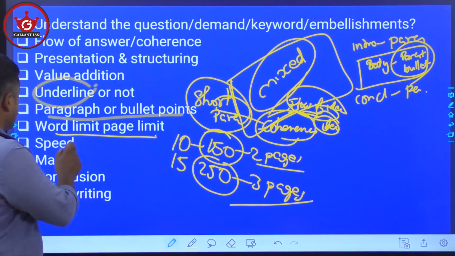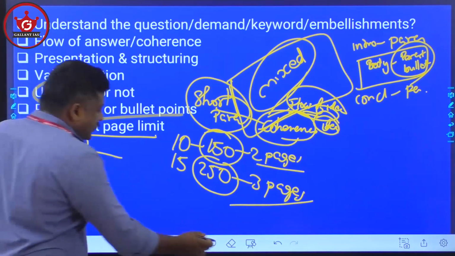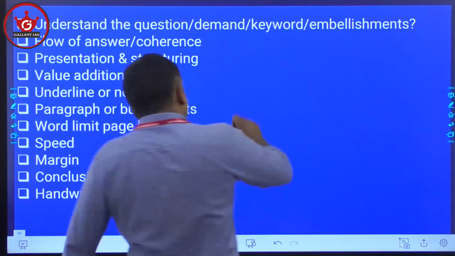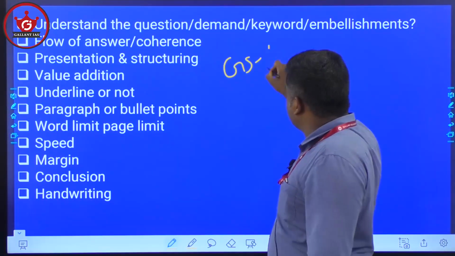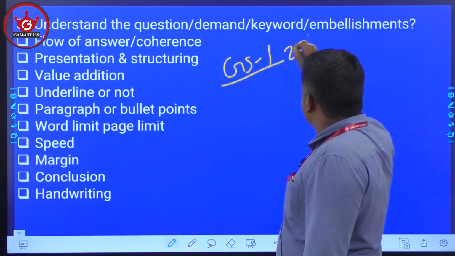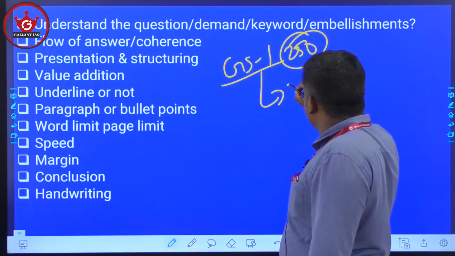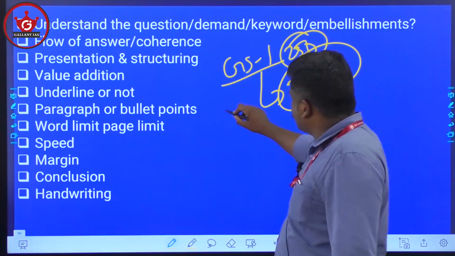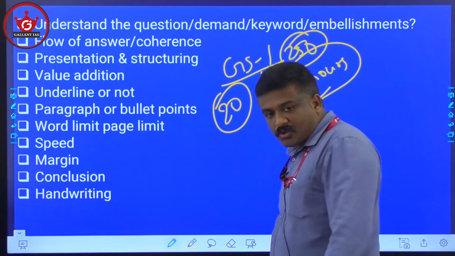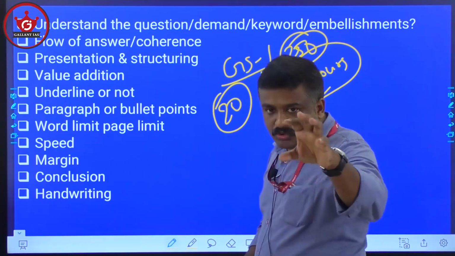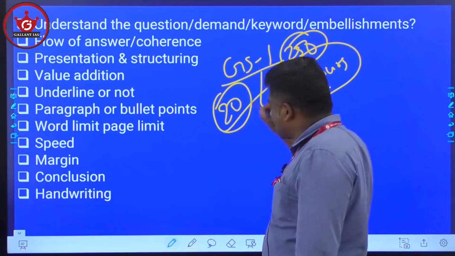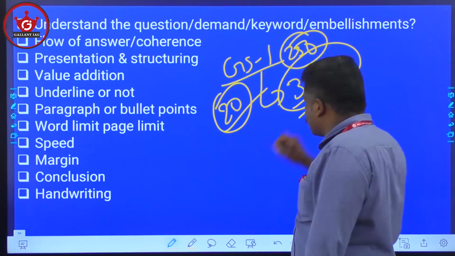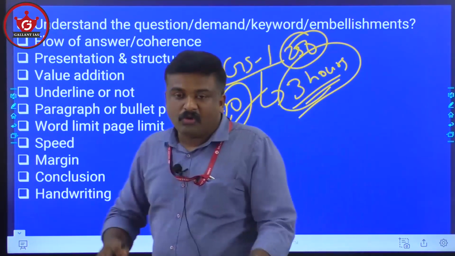Then speed, it matters. Initially, when you write answers, the real challenge is that in every single paper, you are taking GS1, 250 marks, and you get 3 hours. The challenge is you have to answer 20 questions. 10 questions are 10 markers, and 10 questions can be 15 markers. Now, writing this many answers in 3 hours matters a lot. You have to answer all the questions.